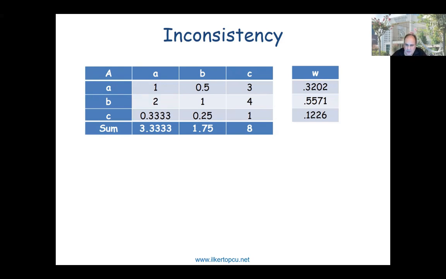Okay. Let's talk a little bit about inconsistency. This is a very famous issue. Most of the time you are asked whether your matrices are consistent or not. Actually, we are using this inconsistency because AHP is a descriptive approach, first of all, not a normative approach. As you know, AHP and ANP are descriptive approaches. They are not normative approaches. They do not say you should use this rule.